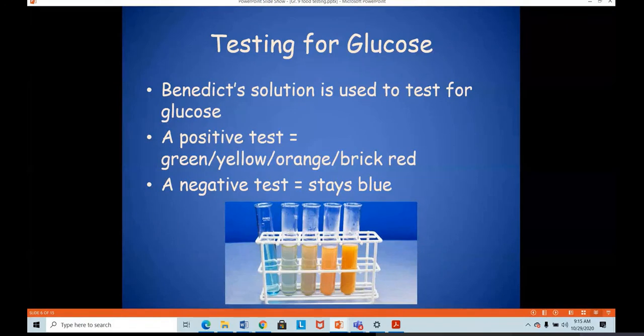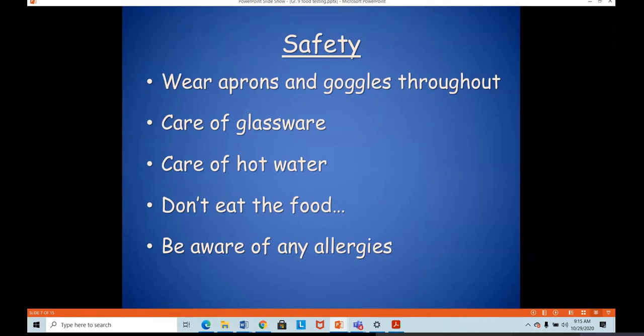Okay, so this is what we discussed even from your textbook. We add the Benedict solution to the food and we heat it. And if the food contains the reducing sugar, then the brick red color will be produced. Okay, so this is how you will do it. You will be doing these experiments, inshallah, in the lab.